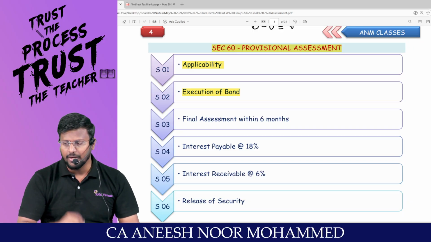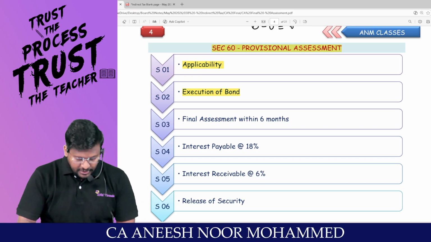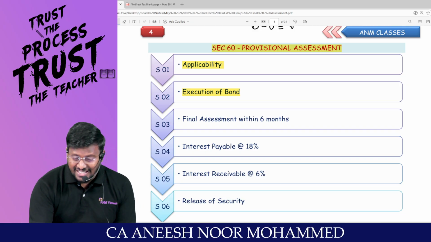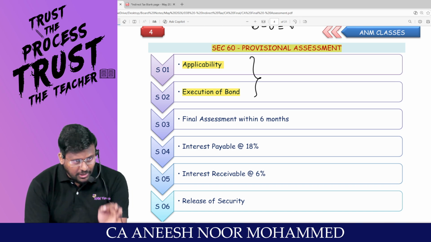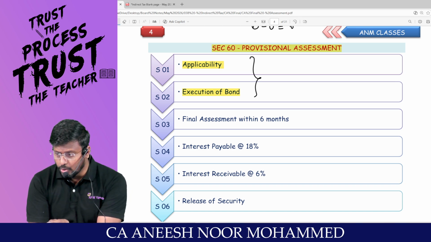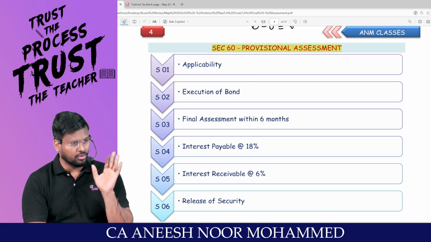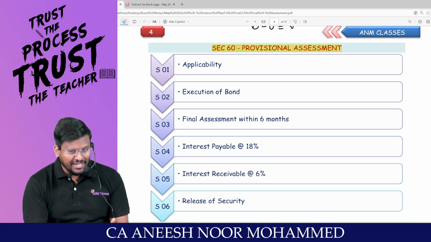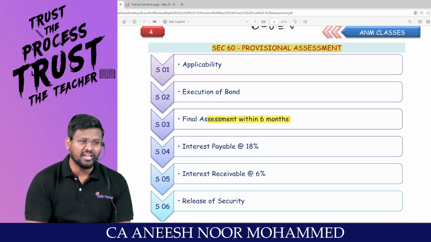So what is step number 1? Applicability. What is step number 2? Execution of bond. Both should happen at the initial time. If I am allowing you to travel through the provisional assessment route, I will allow only if you are ready to execute the bond. Then within 6 months, I will pass the final assessment order.